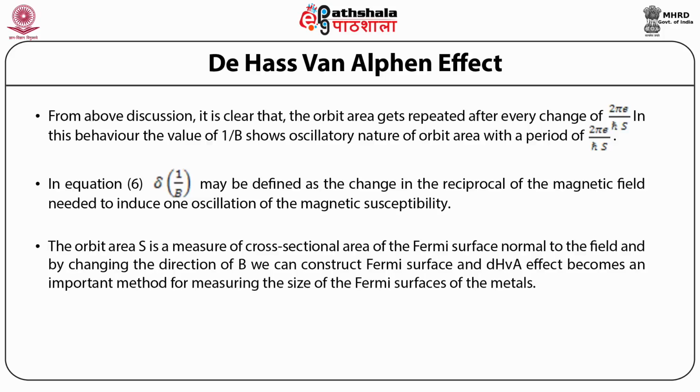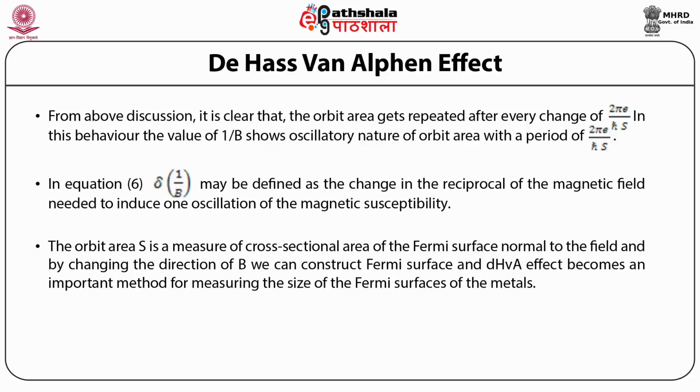the field, and by changing the direction of capital B, we can construct the Fermi surface, and the de Haas-van Alphen effect becomes an important method for measuring the size of the Fermi surface of a metal.